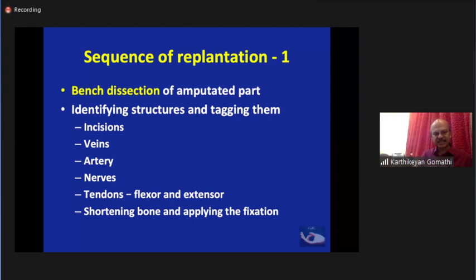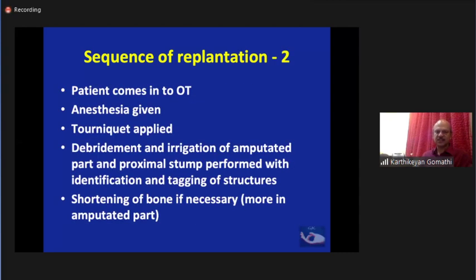So these are the steps to be done in the bench dissection. Now the patient has come into the OT and anesthesia is given. The tourniquet is applied. The debridement and irrigation of the amputated part and proximal stump are performed, and identification and tagging of structures is done here also. It must be catalogued. What is here, what is not here, and everything must be identified.